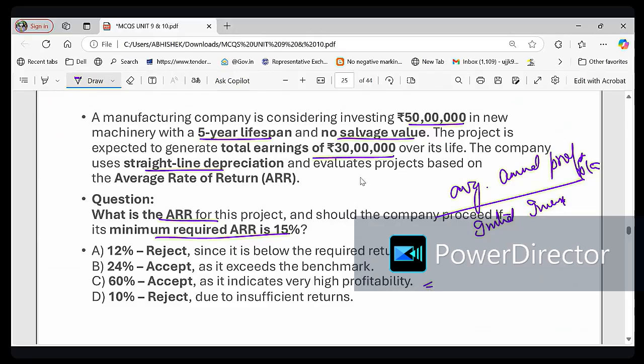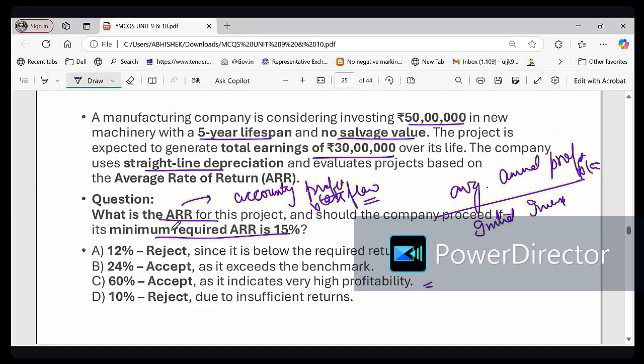One thing you must note down: ARR uses accounting profit. It does not use the cash flow. That is the difference. ARR always uses accounting profit, and that is why we must adjust for depreciation. This is one point: you have to adjust for depreciation.